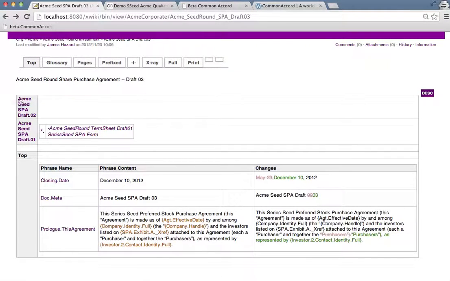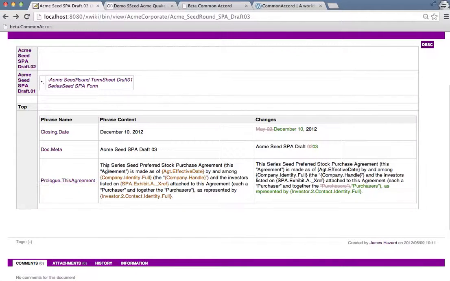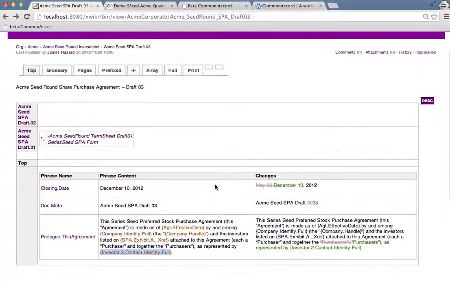So since we're doing draft 3, we start by pointing at draft 2. Draft 2 in turn points at draft 1. Draft 1 pulled together the term sheet, the deal-specific stuff, with the Series Seed share purchase form. And we make differences in it. So we override the prologue here, in this case, in order to say that the purchasers are represented by. And since we have the term sheet in our namespace, we don't have to remember the guy's name. We can just refer to him by role. And that renders out into the full document. Okay, so that's the basic paradigm.